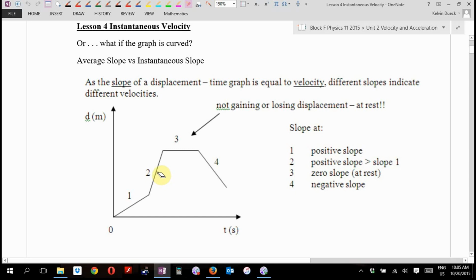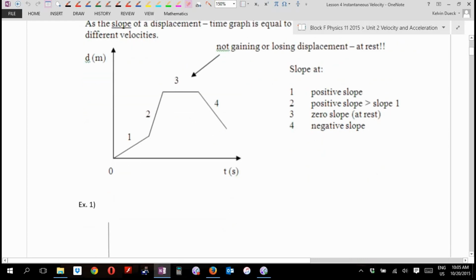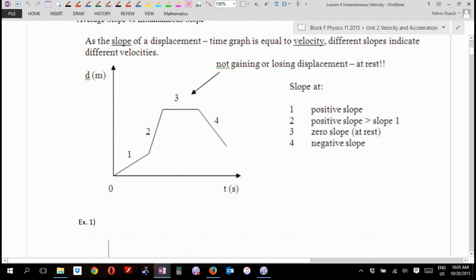Speeding up, going forwards. What's the slope here? At rest. Heading backwards. And heading backwards faster than that speed, but slower than that speed, if I kind of estimate the steepness. Okay? What if I wanted the average velocity?